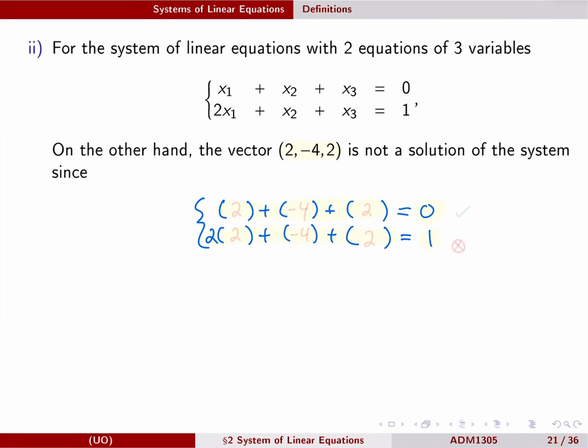For example, let's check if (2, -4, 2) is a solution. If we put it in our system, we're going to replace every single x1 by 2.